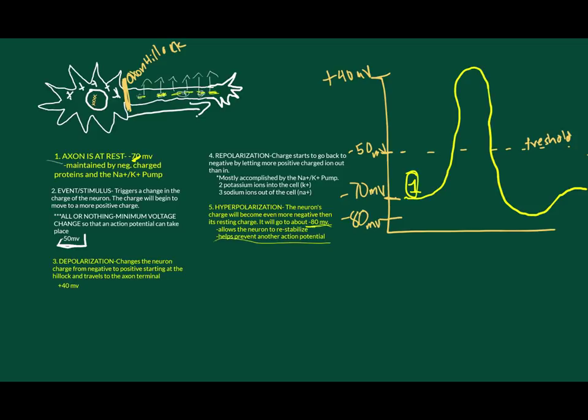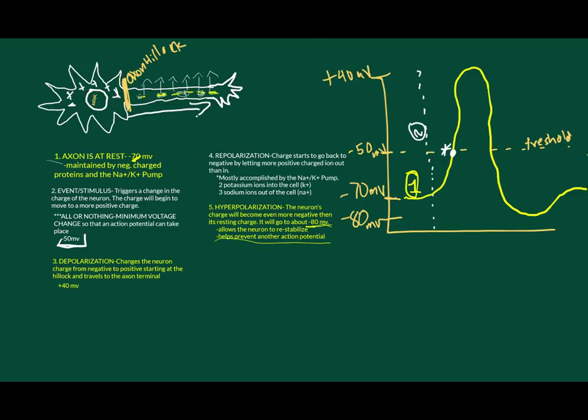And then step number 2 is some sort of event, some stimulus. So something takes place that is going to cause the internal charge of the neuron to start to change to positive. So somewhere over here. And so this is step 2. This is our event. And for that event to lead to a nerve impulse or an action potential, it has to be high enough to cross the threshold. So this is our all or nothing.